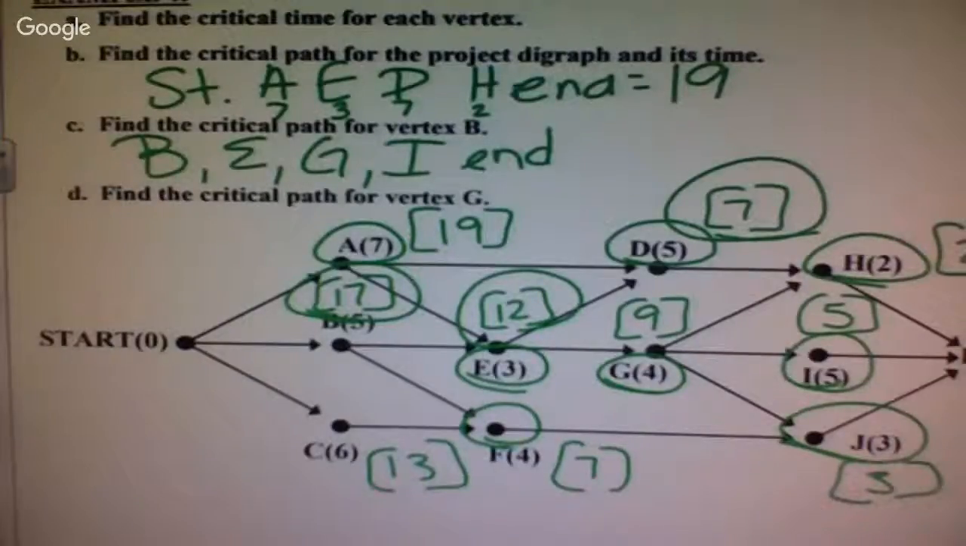Okay, starting at G. What's the biggest way I can go from G to the end? G to I, and I to the end. Again, G's critical time was 9. So when I add up these numbers, I should get 9. Well, this is 4, this is 5, 4 and 5 give me 9. Questions?